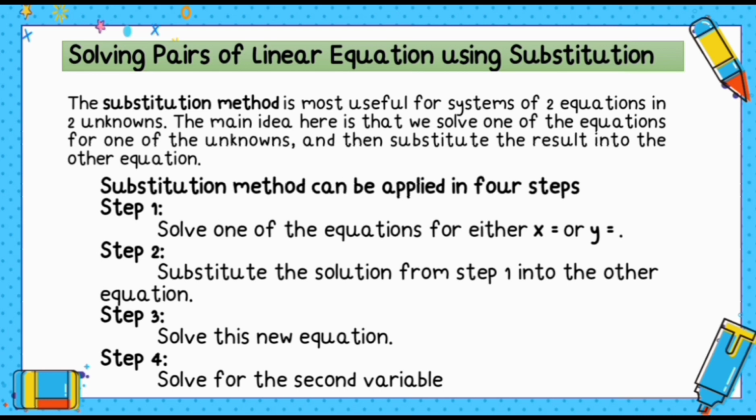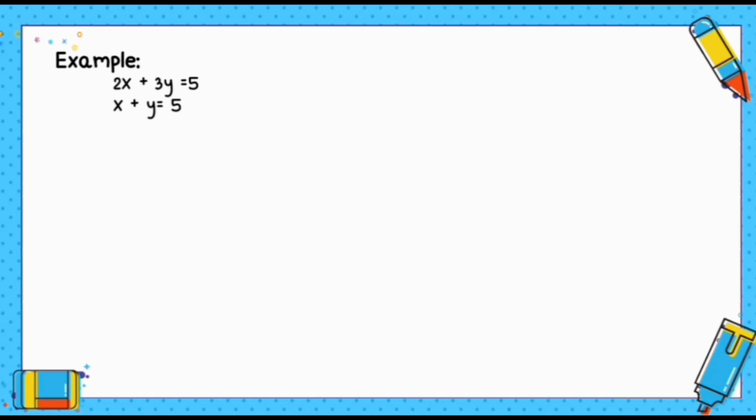Step 1. Solve one of the equations for either x or y. Step 2. Substitute the solution from step 1 into the other equation. Step 3. Solve the new equation. Step 4. Solve for the second variable. For example, 2x plus 3y is equal to 5, x plus y is equal to 5.